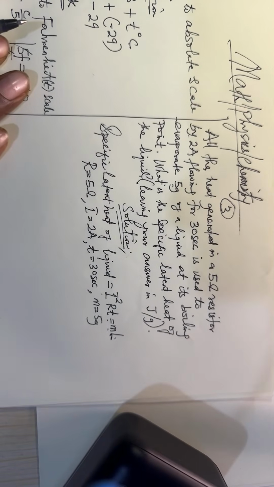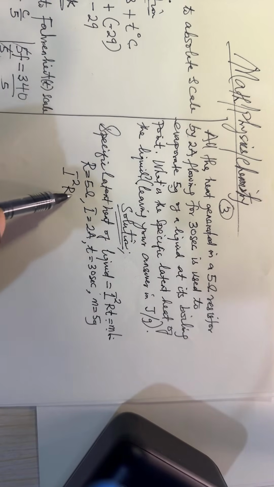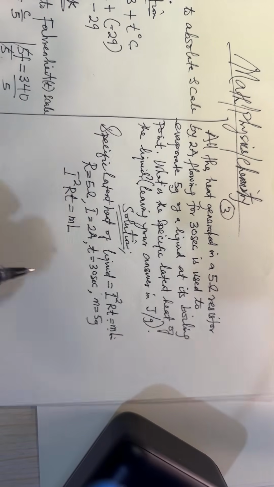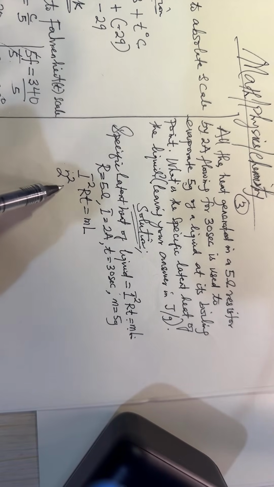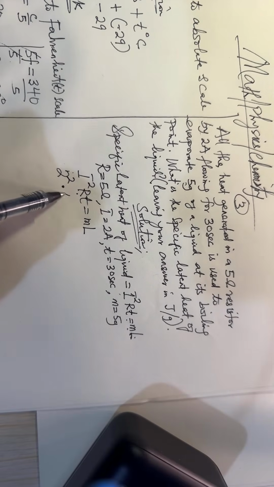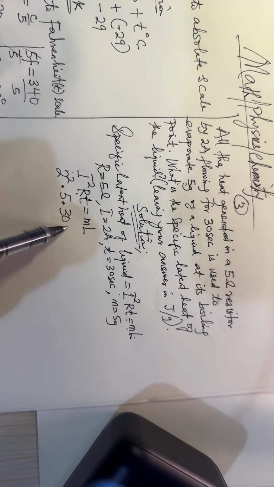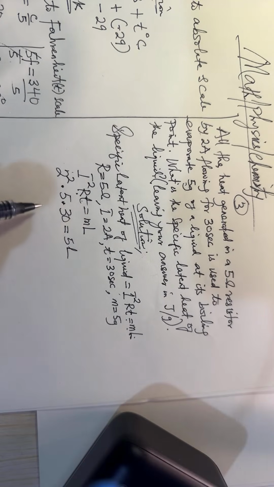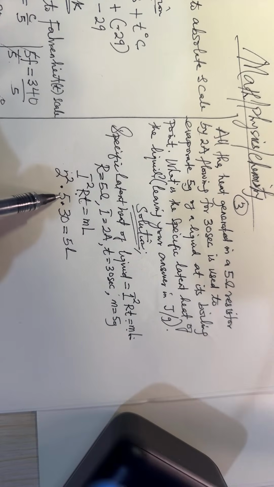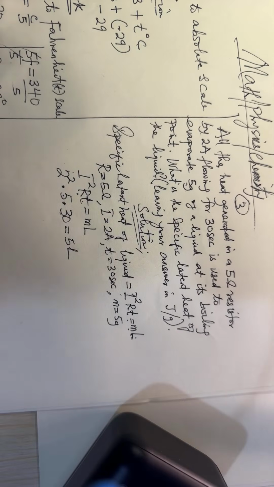So with that information, you can plug everything into the formula. The formula is I squared RT equal to mL. Your I is 2, but you square it because of this square. R is 5, multiply that by 5, times your T, which is 30, equal to your M, which is 5, times L, that's 5L. So 2 squared is 4, 4 times 5 is 20. Class, what is 20 times 30?